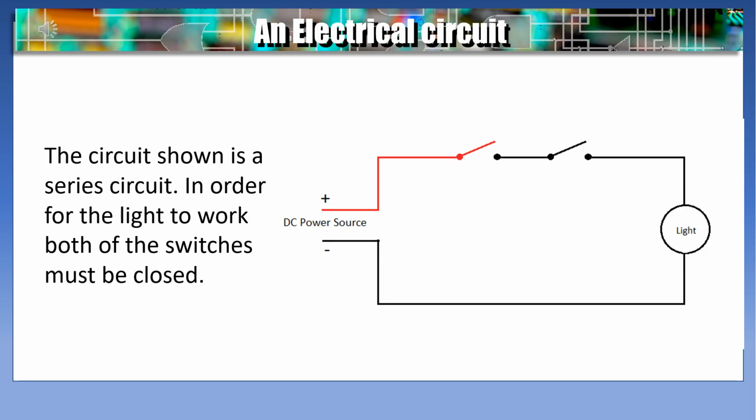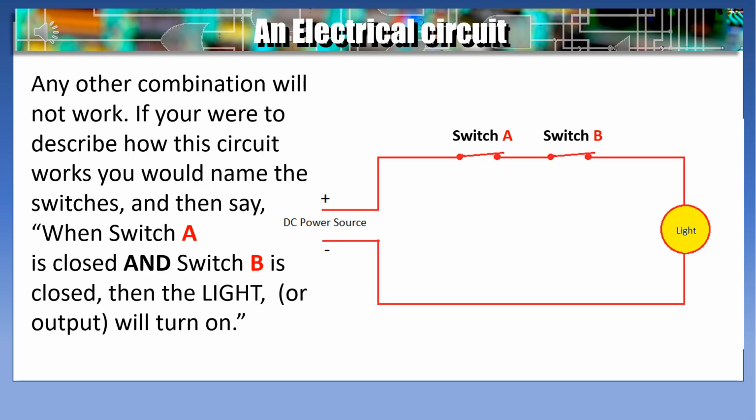Let's begin by looking at a simple circuit and the current or signal flow. The circuit shown is a series circuit. In order for the light to work, both the switches must be closed. In this example, any other combination of the switches will not work. If you were to describe how this circuit works, you would name the switches and then say, when switch A is closed and switch B is closed, then the light, or output, will turn on.